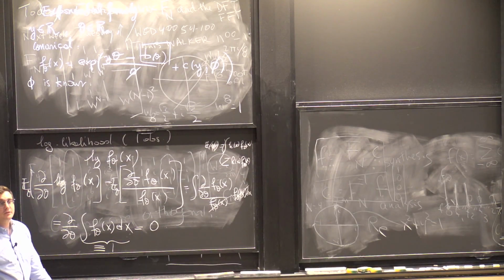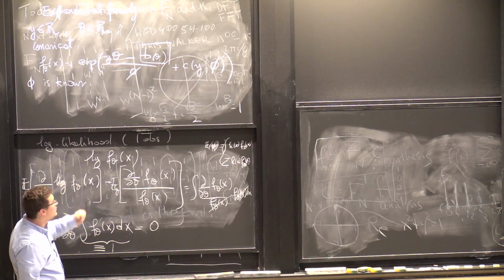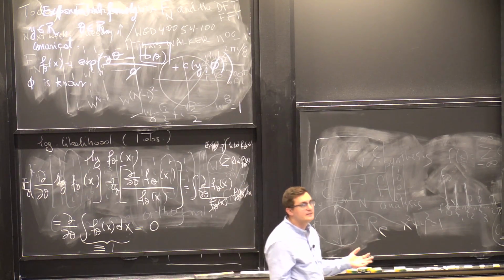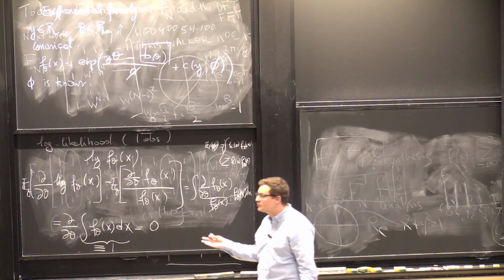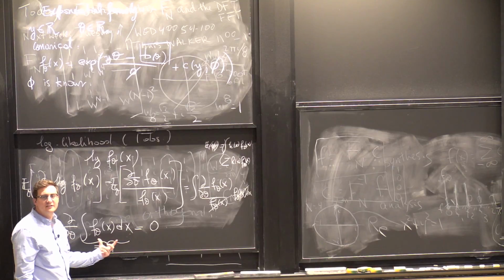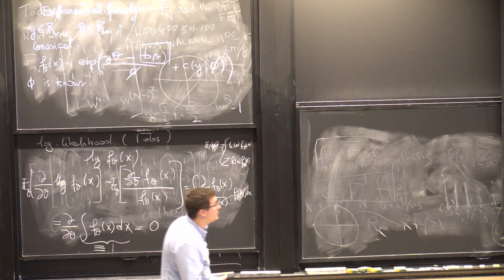OK, everybody's good with this? So that was convenient. It just said that the expectation of the derivative of the log likelihood is equal to 0. That's going to be our first identity. Let's move on to the second identity using exactly the same trick, which is let's hope that at some point we have the integral of this function that's constantly equal to 1 as a function of theta, and then use the fact that its derivative is equal to 0.